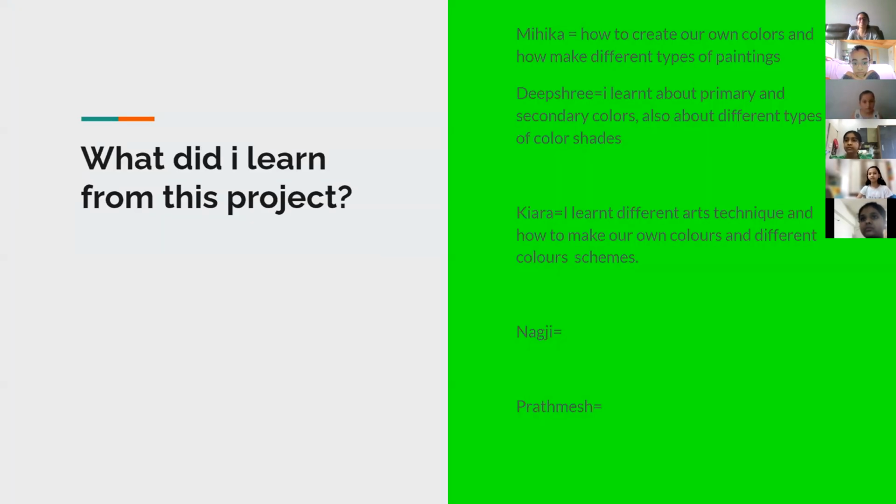What did we learn from this project? I have learned how to create our own colors and how to make different types of paintings. I learned about primary and secondary colors, also about different types of color shades. And I learned different art techniques and how to make our own colors and different color schemes. Nagji and Prathamesh have not filled in their parts, so we're sorry about that.